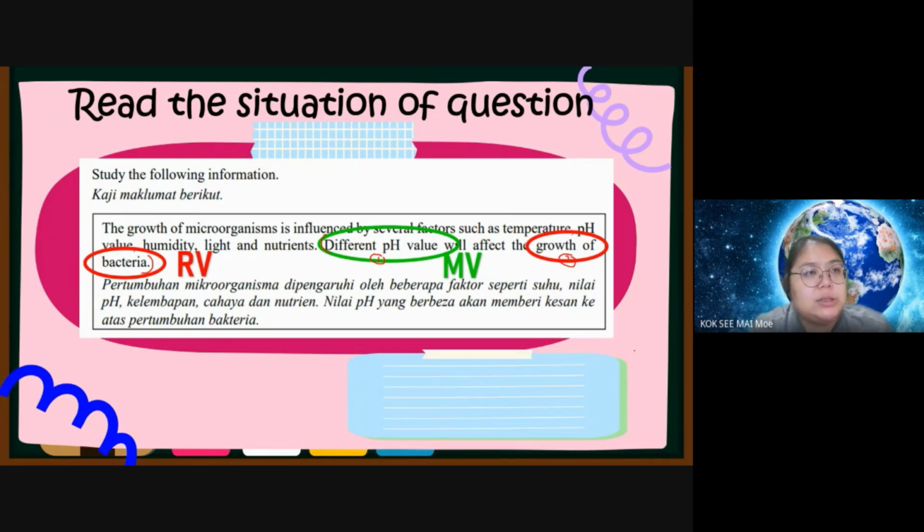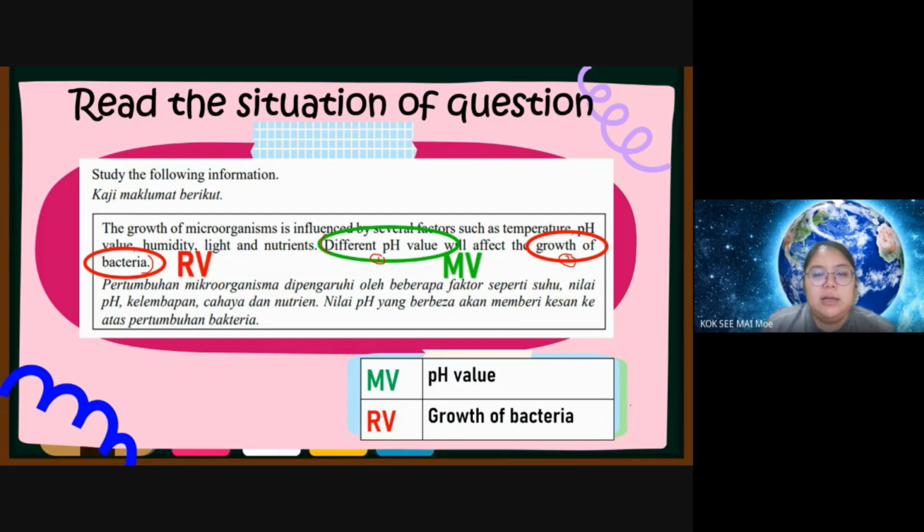That means this one must be used from starting until ending. You don't change it already. So I just write in the boxes. pH value is the MV. Then the RV is the growth of bacteria. Okay, so we continue the question.